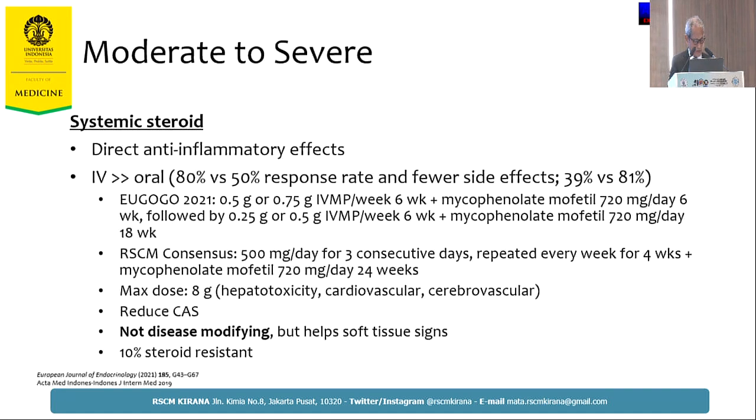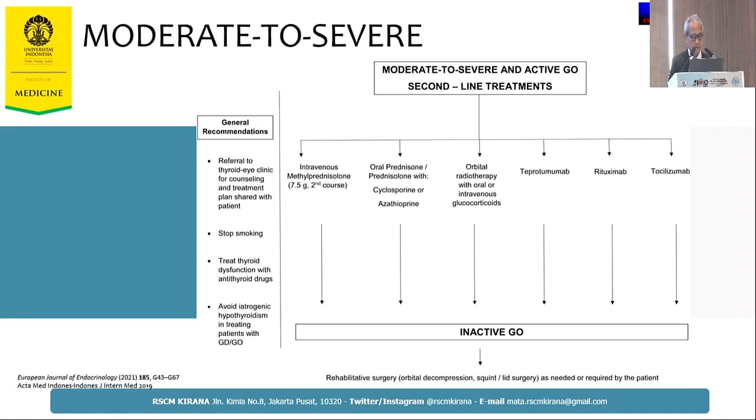In moderate to severe cases, systemic corticosteroid is mandatory to achieve direct anti-inflammatory effects. In our hospital, patients with moderate to severe thyroid eye disease will be given 500 milligrams IV steroid per day for 3 consecutive days, repeated every week for 4 weeks, plus mycophenolate mofetil 720 milligrams for 24 weeks. It should be remembered that this treatment will not modify the disease, but can help soft tissue signs.